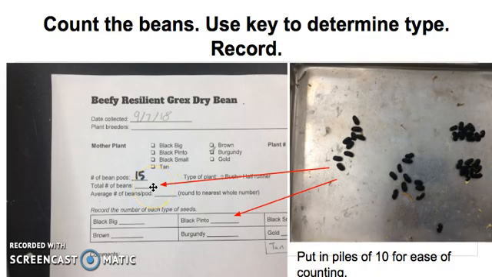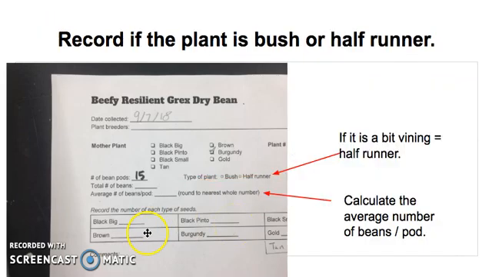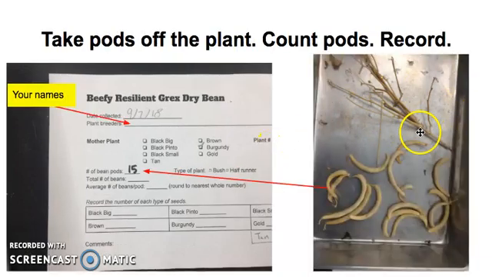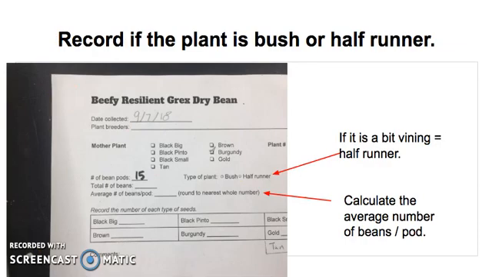You're going to put the total number of beans, and then you're going to use the key to determine what type this is. So like this is the black pinto. There's a couple of different types of black ones based on different sizes. Then you're also going to make a note if it's a bush bean or a runner bean. So if you look back here, this is a bush bean. It is not vining, it's just kind of a short, stumpy little bush. So if it was, you're going to mention bush bean or half runner bean. Okay. Then you're going to calculate the average beans per pod. You're going to show the calculations there and then round it to the nearest whole number.